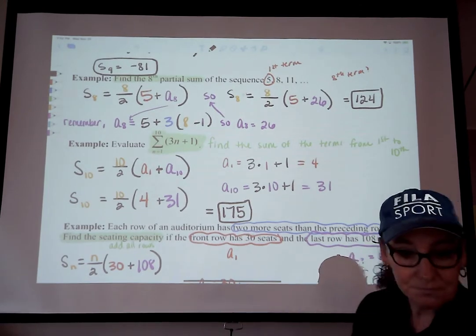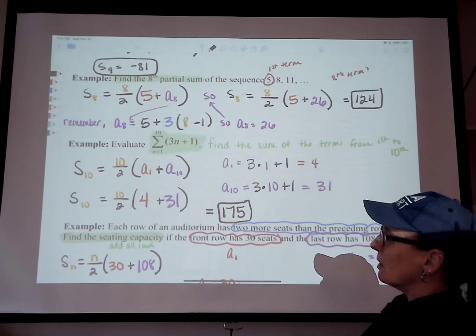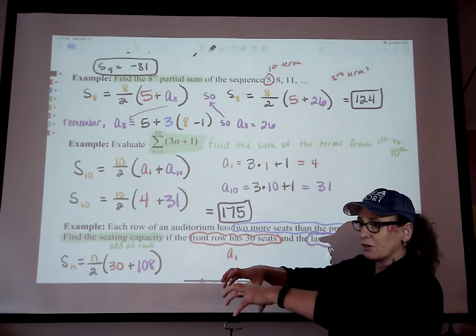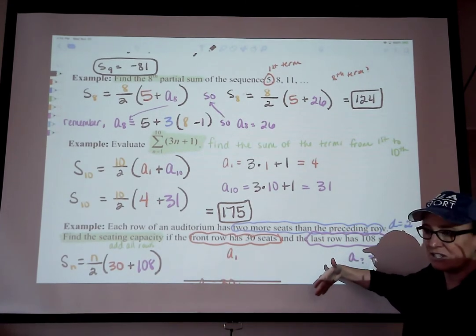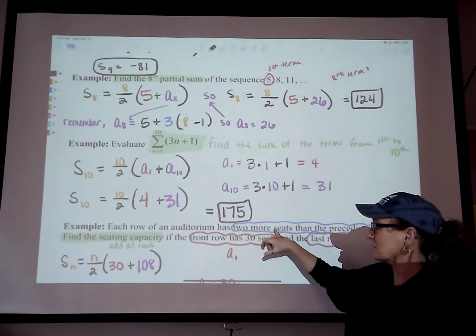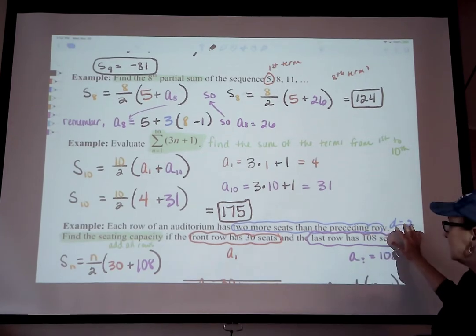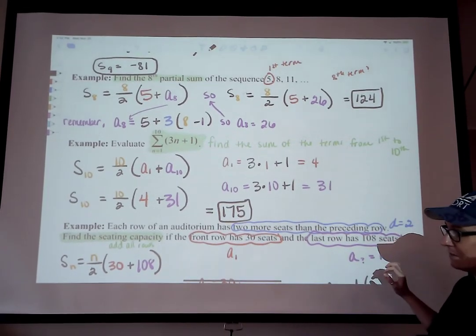Last one. Each row of an auditorium, picture it, you've got rows in an auditorium. Most auditoriums grow bigger the farther back from the stage they go. So each row behind the first one has 2 more seats than the preceding row. So that means that D is 2. Let that sink in.